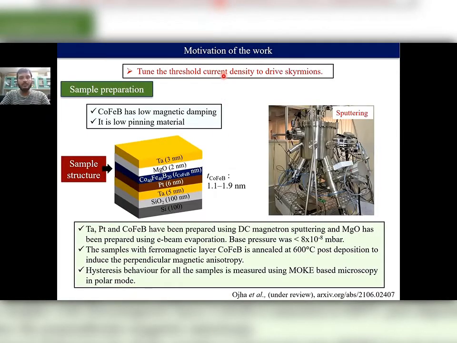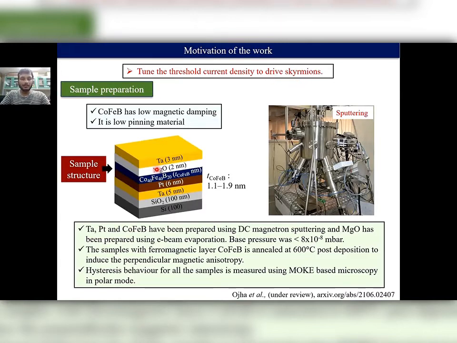Motivated by their work, we have also taken cobalt iron boron. We have designed a stack where we have taken cobalt iron boron as a ferromagnetic layer, and we wanted to tune the threshold current density to drive this skyrmion in our system.